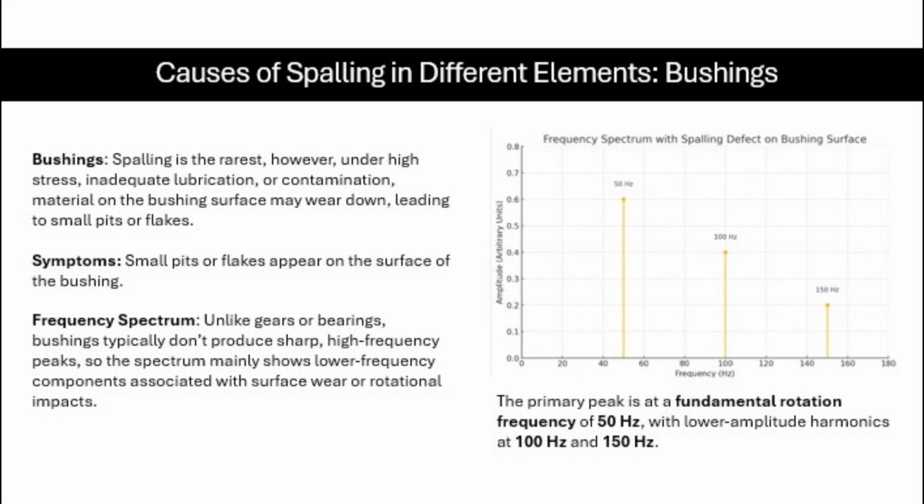Spalling in bushings is the rarest. However, under high stress, inadequate lubrication, or contamination, material on the bushing surface may wear down, leading to small pits or flakes. Unlike gears or bearings, bushings don't typically produce sharp, high-frequency peaks, so the spectrum mainly shows lower-frequency components associated with surface wear or rotational impacts.